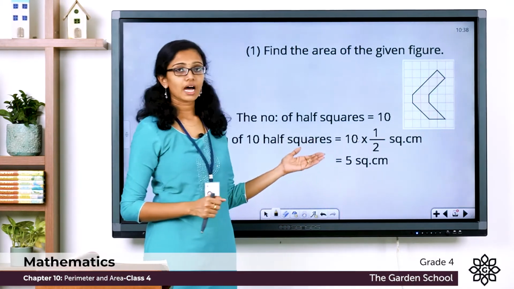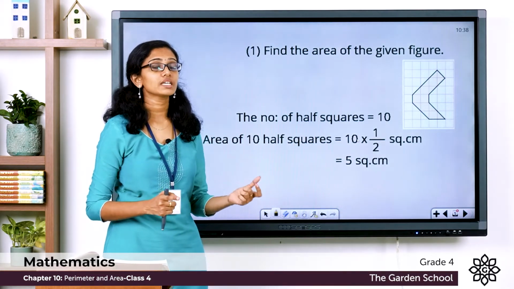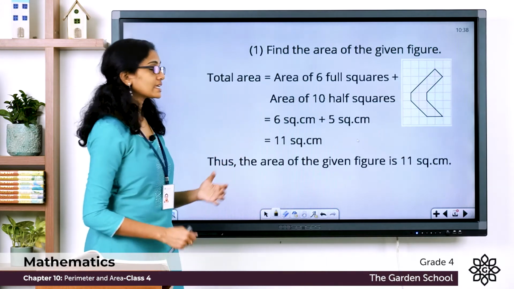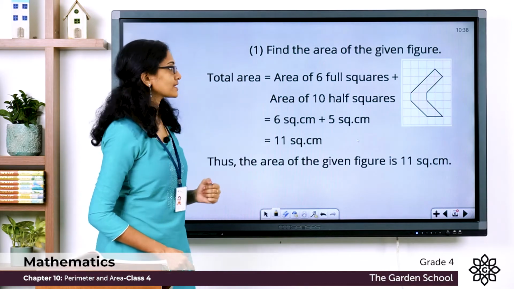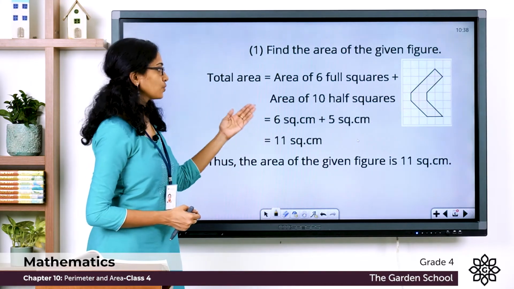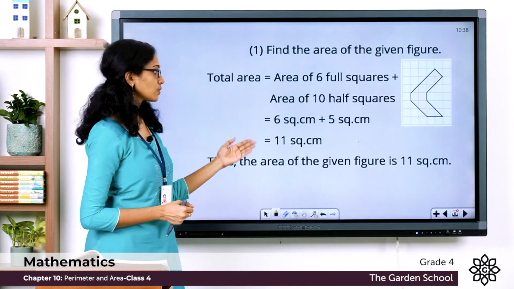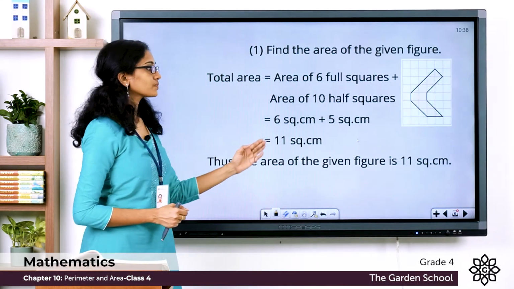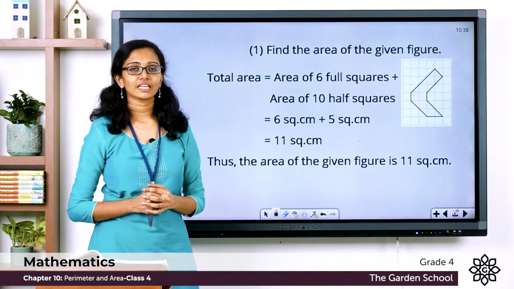So, the area of 10 half squares is equal to 5 square centimeter and we had an area of 6 full squares. So, what is the total area of this figure? So, the total area of this figure is equal to the area of 6 full squares plus the area of 10 half squares. That is equal to 6 square centimeter plus 5 square centimeter, which is equal to 11 square centimeter. So, the area of the given figure is 11 square centimeter. I hope this is clear to you.